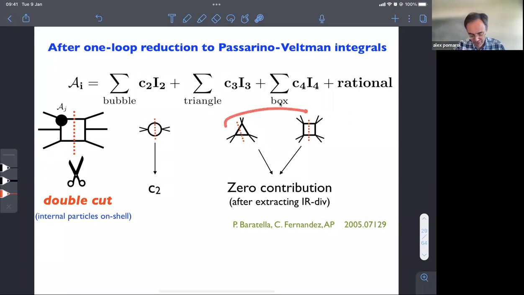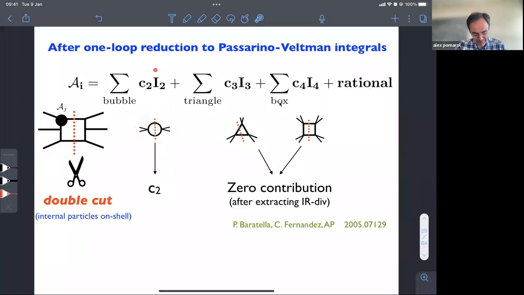But it can be shown that these contributions are 0, so only these things remain. The bubble: when I cut this, 0, and of course there are no cuts here. There's a rational term, but no contribution from here. If you want the imaginary part, there is no contribution to the imaginary part here. So I only have the cut.